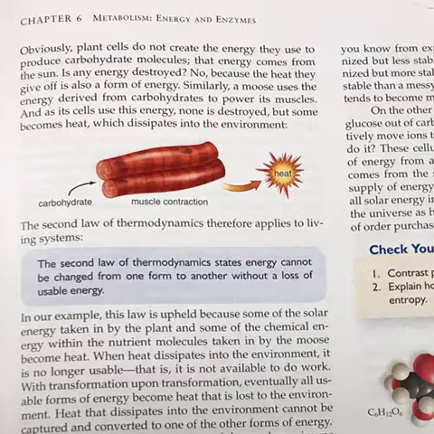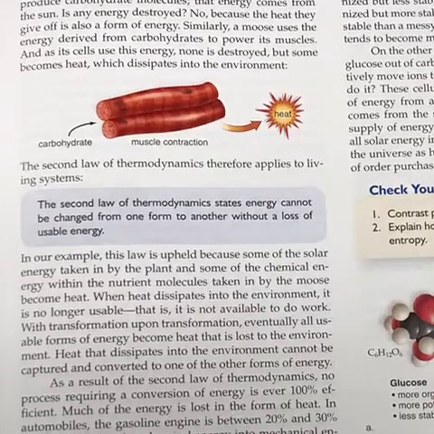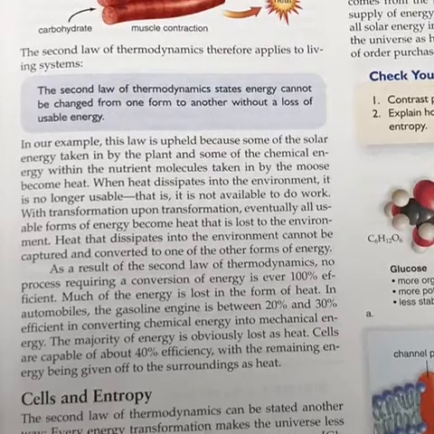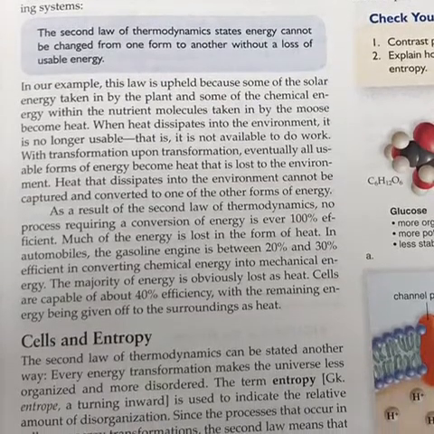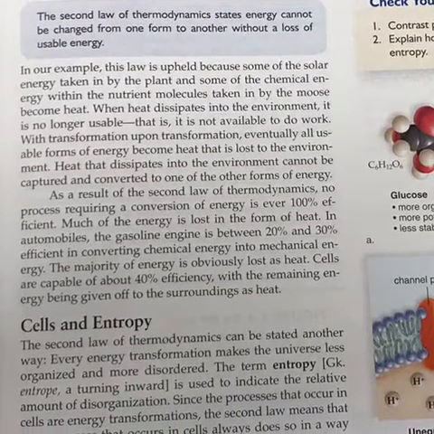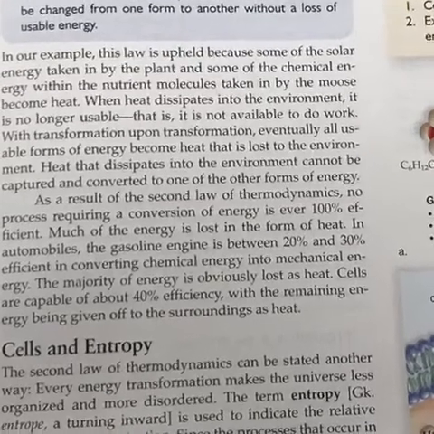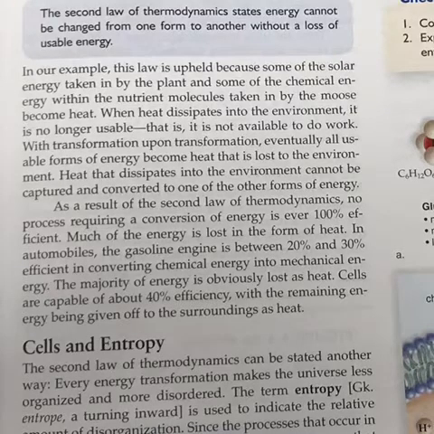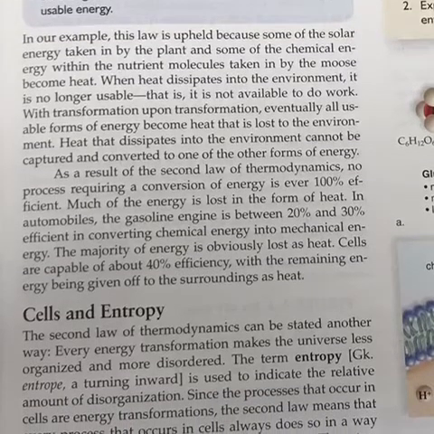The second law of thermodynamics therefore applies to living systems. The second law of thermodynamics states energy cannot be changed from one form to another without the loss of usable energy. In our example, this law is upheld because some of the solar energy taken in by the plant and some of the chemical energy within the nutrient molecules taken in by the moose becomes heat. When heat dissipates into the environment, it is no longer usable. That is, it is not available to do work. With transformation upon transformation, eventually all usable forms of energy become heat that is lost to the environment.